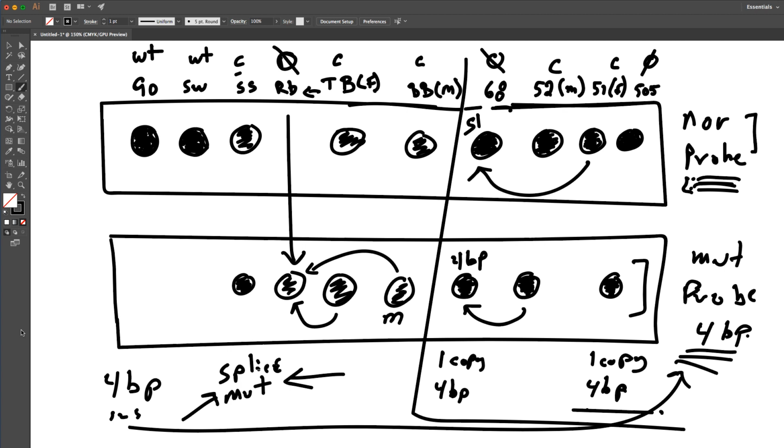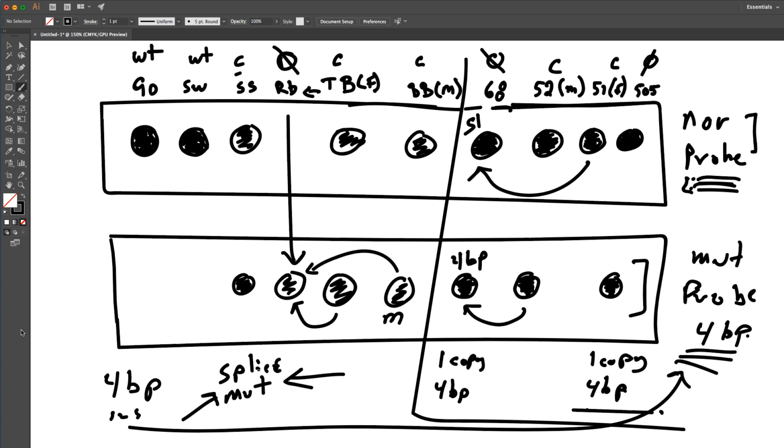Okay, so the 2 controls, wild-type controls, are explained by the fact that they only react to the normal probe. These 3 individuals are explained by the 4 base pair probe, either as carriers or afflicted, as in the case of RB. And these 3 individuals, 68, 52, and 51, are a mixture of the 2 different mutations that have been discovered within the Jewish community, the 4 base pair insert and then the splice site mutation.